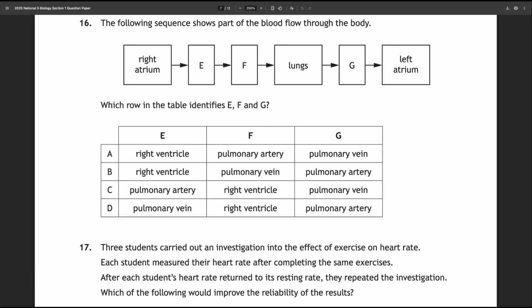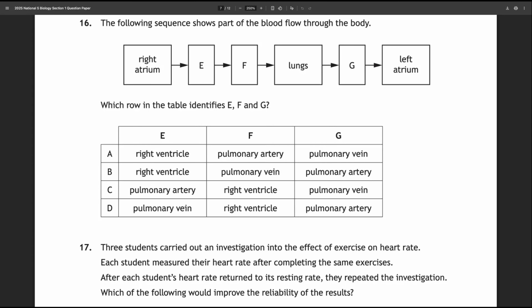Okay, familiar question. We've seen this a few times before. Which row in the table identifies E, F, and G? Now, we know that the atrium comes before the ventricle, A before V, because A comes before V in the alphabet. So we know that E is going to be the ventricle associated with the right atrium, which will be the right ventricle. So that means that our answers are now limited to either A or B.